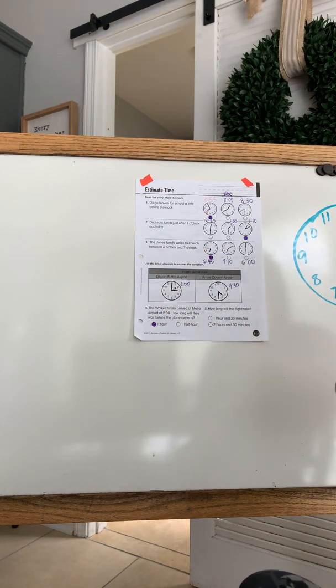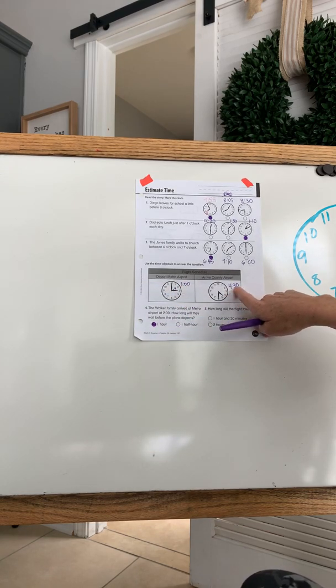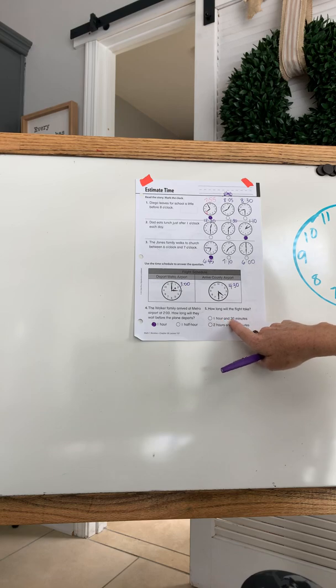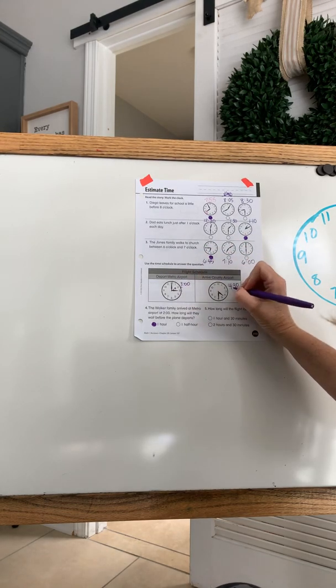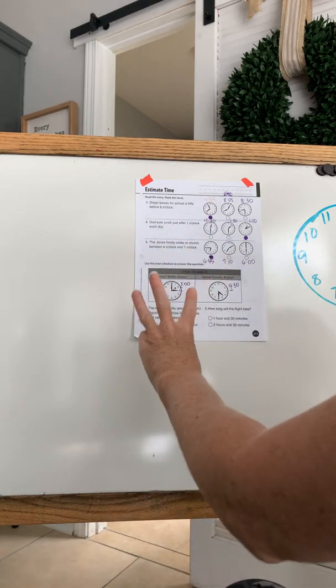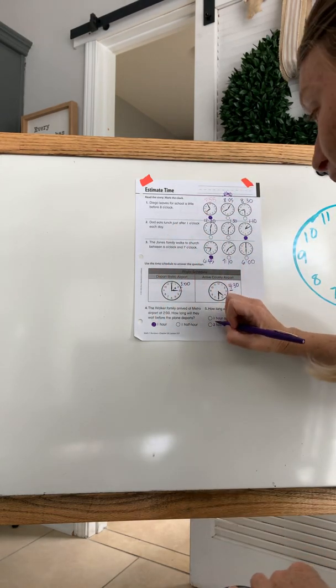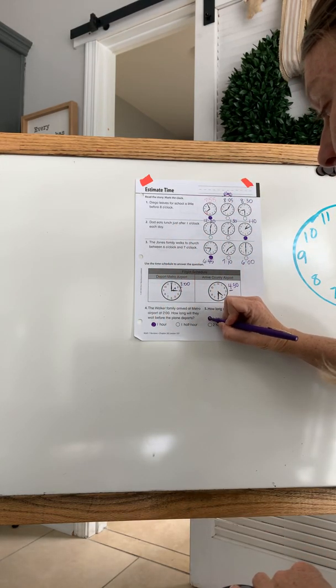How long will it take the flight? Well, we left at 3 and we got there at 4:30. Is that going to be 1 hour and 30 minutes or 2 hours and 30 minutes? Well, let's look at the 3. How many numbers do we go up from 3 if we're counting? We have 3 and then 4. We just added 1. So it's going to be 1 hour and 30 minutes.